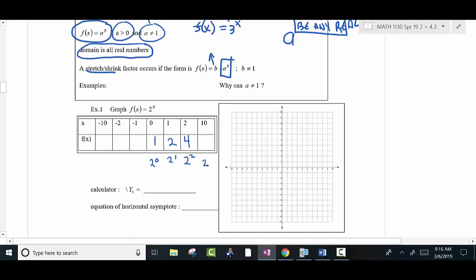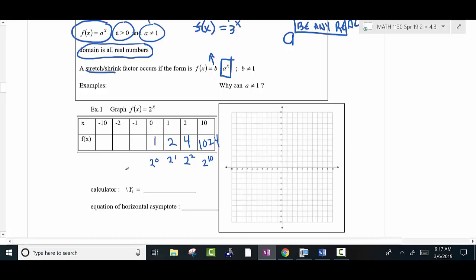Then 2 to the 10th, 1,024, I think. Somebody put that in the calculator real quick. Tell me if that's right. I kind of know them up to a certain point. Is that right? Okay, all right.